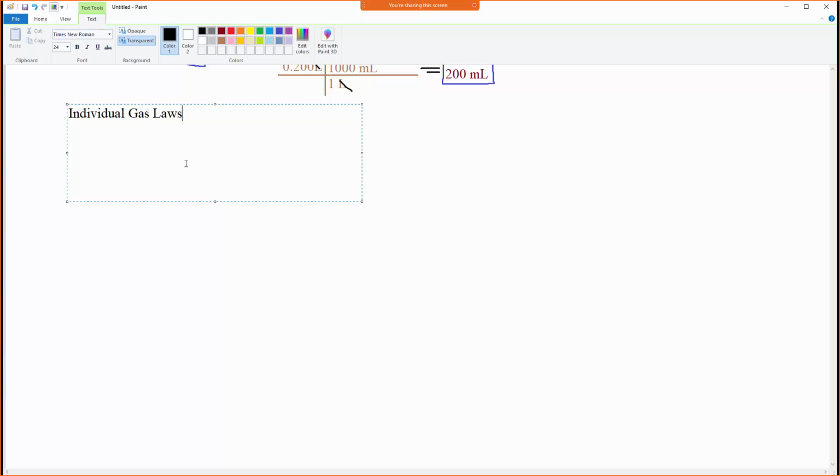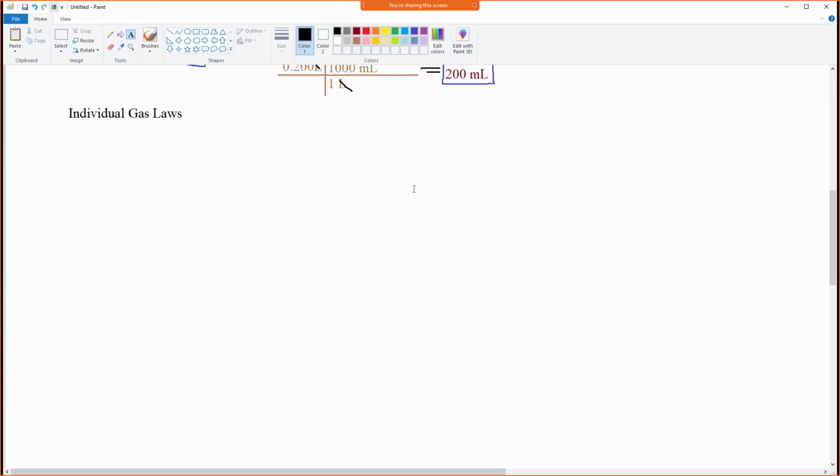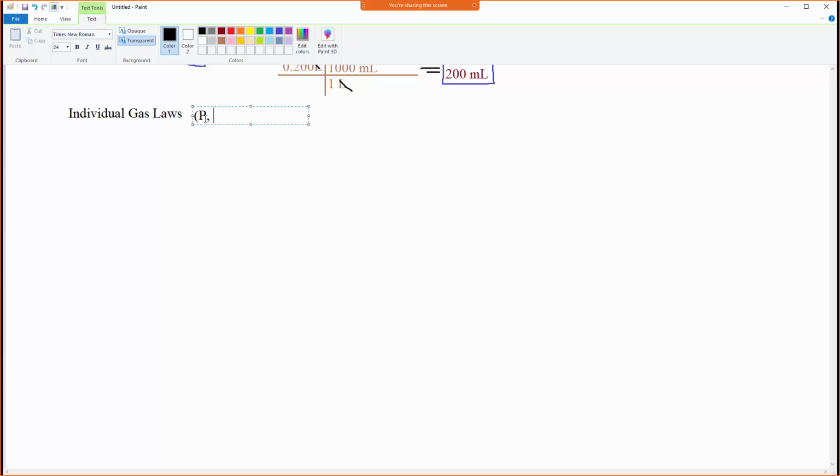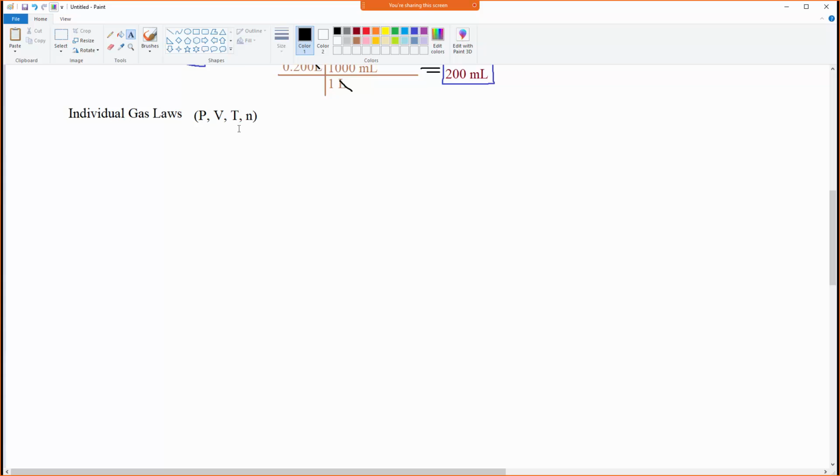So individual gas laws are gas laws that were discovered. Gas laws are observed relationships between these units: pressure, volume, temperature, and amount, which I'm going to represent as N for number of moles. Scientists found that these relationships were pretty universal. It didn't matter whether the gas you were measuring was air, or just oxygen, or just carbon dioxide, or just nitrogen, or a mixture. They all behave the same.